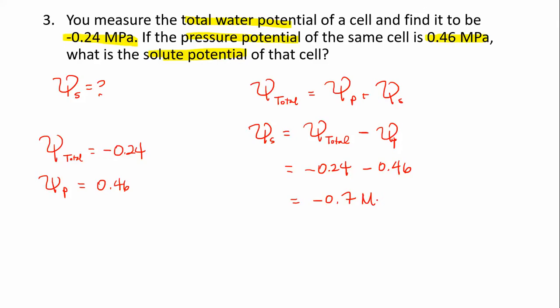And when in doubt, try and put a unit down. So they gave us a unit for pressure, so let's use that unit just to be on the safe side. All right. So that is one of the easiest types of questions you can get. Pray for one of those.